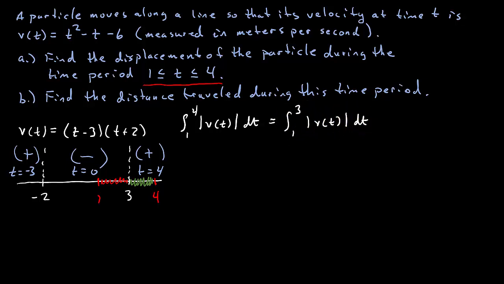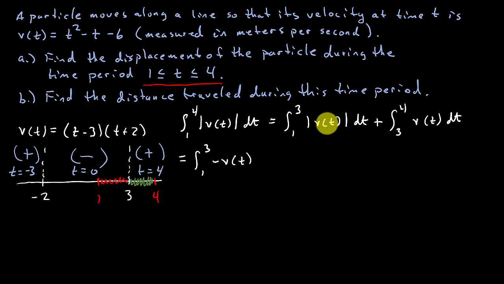dt, and then plus from 3 to 4 v of t dt. Okay, see, I don't need to put this in absolute value because I know it's positive. Okay, see, it's positive. So here, this is going to be what? 1 to 3. Now, what's the absolute value of v of t? Well, that's going to be what? Negative v of t, right?